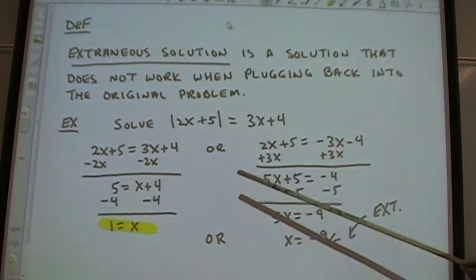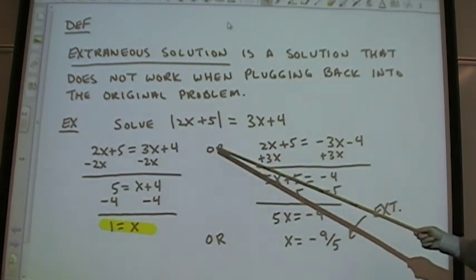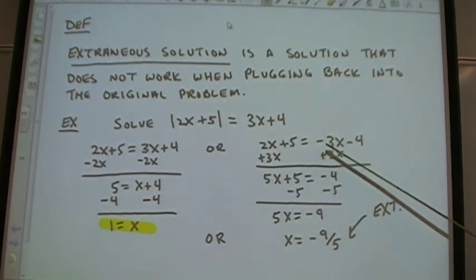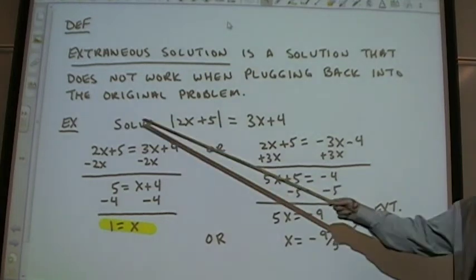So to do that, you say 2x plus 5 equals 3x plus 4, or 2x plus 5 equals negative 3x minus 4. Basically, all you're doing when you do the second equation is change the sign of the other side. You have to take the negative of it, just like we did in the previous example.